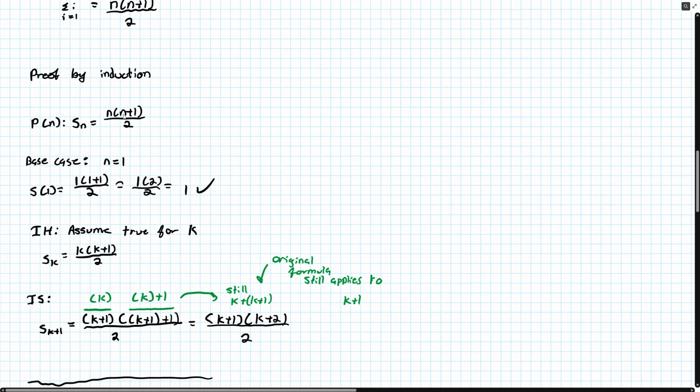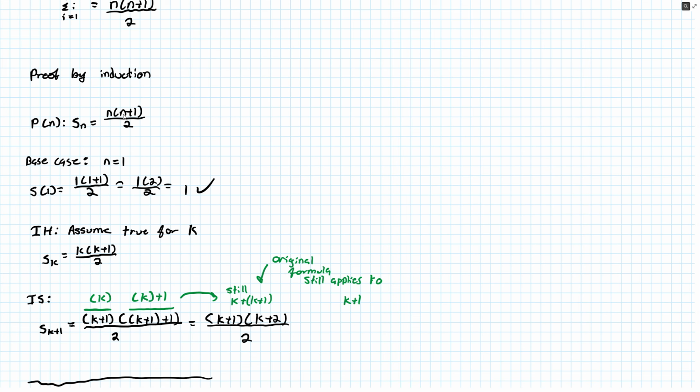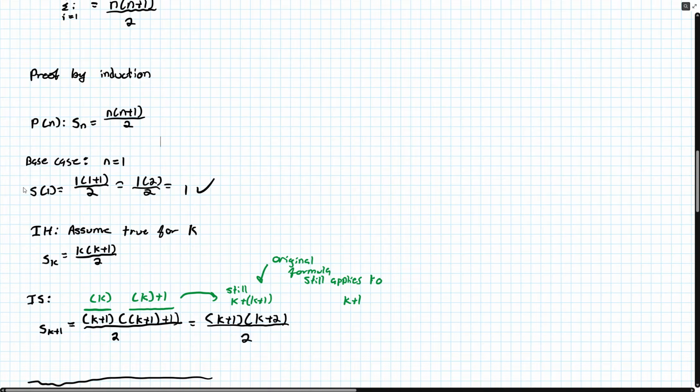Check the base case. Does the proof even work? Pick a number that is easy to work with. N is equal to 1. Plug it in. Is 1 for n1 equal to 1? It is. Cool. So the base case works.